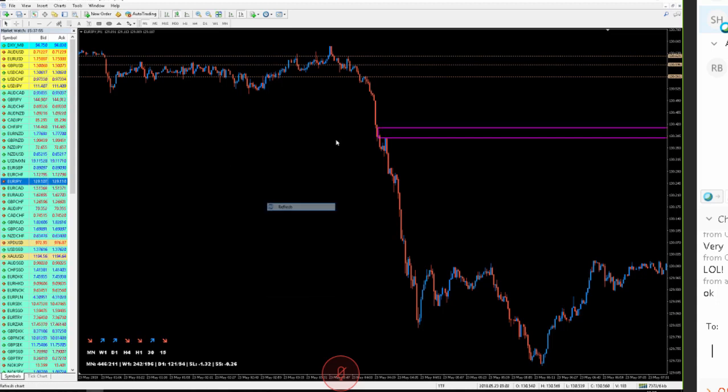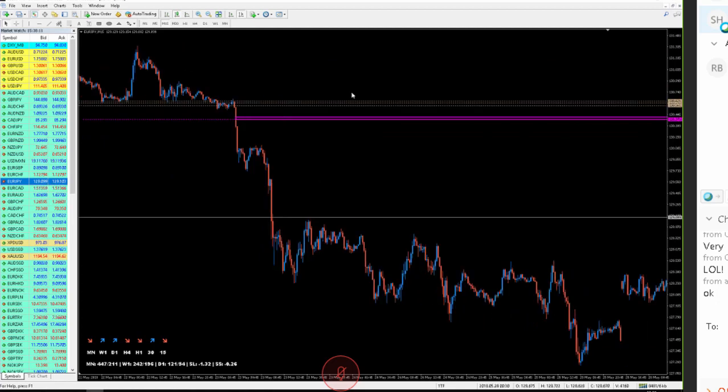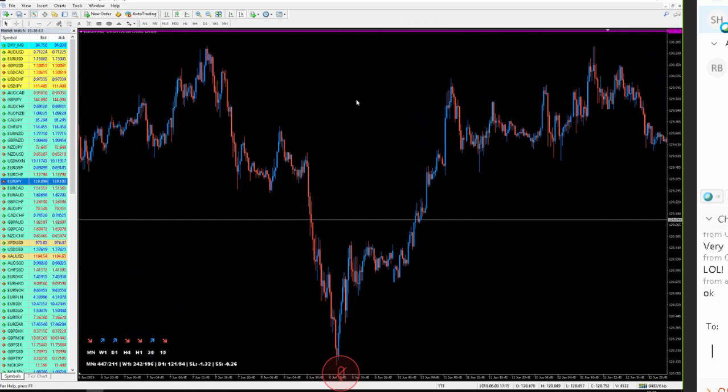We can do that as a whole area: how price came down, accumulated, left, came back, boom, gone. So this is the area now that might be interesting to see if price has a reaction at. There are a couple of things we can keep our eye on.